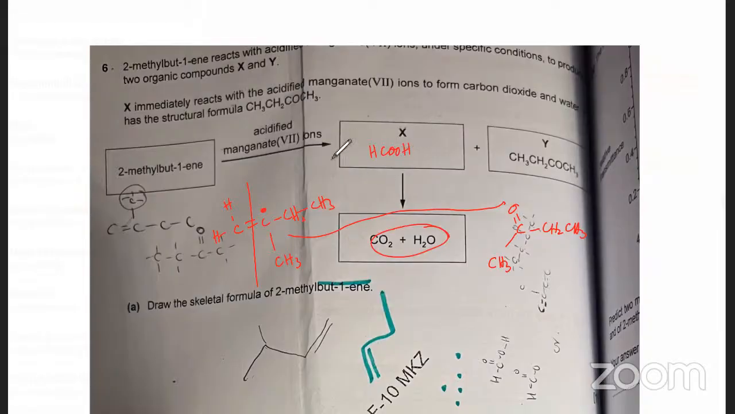This is a recent question. So even before turning into carbon dioxide and H2O, this side turns into methanoic acid. Okay, make sure you remember that. Is this clear?